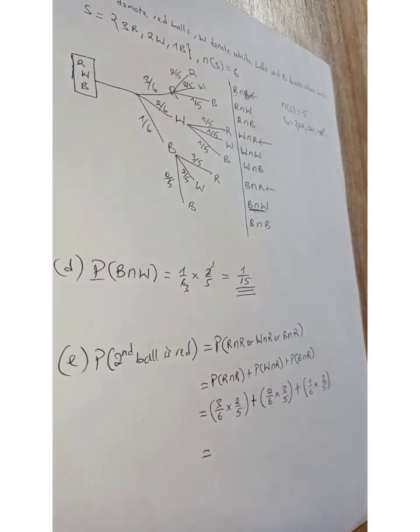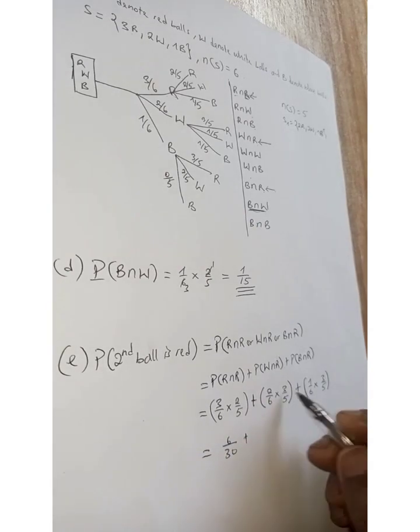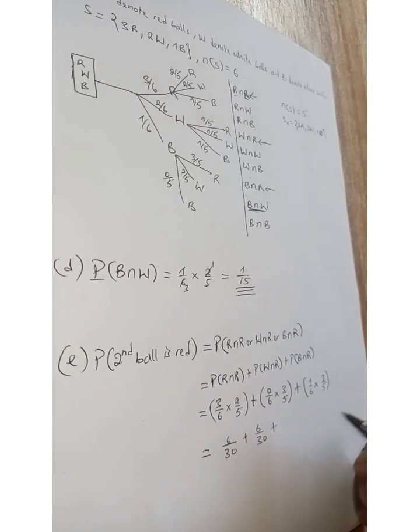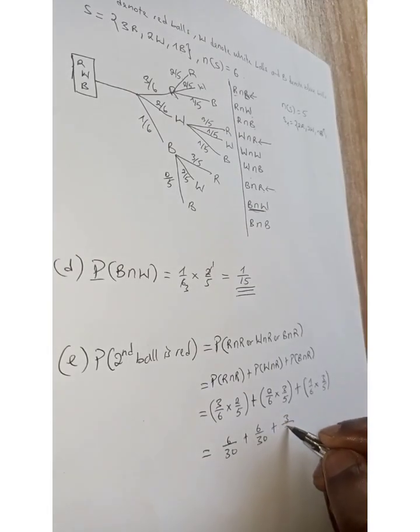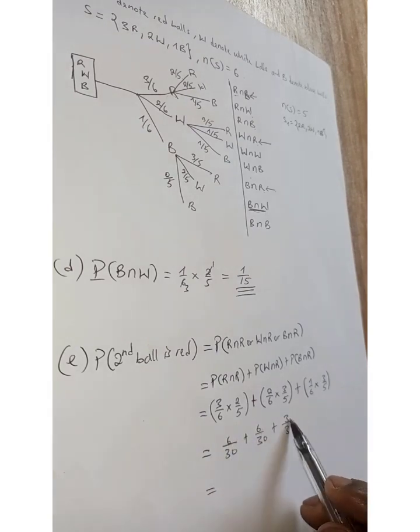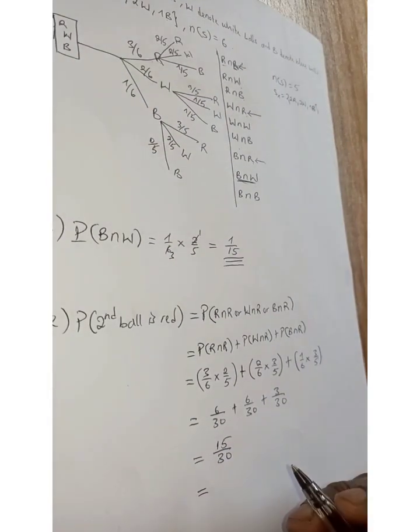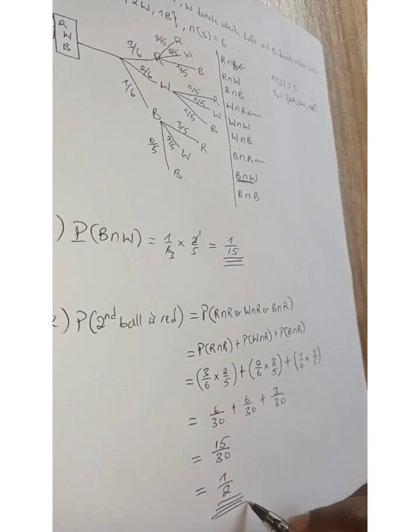Simplifying this will give us 6 on 30 plus 6 on 30 plus 3 on 30. The LCM is 30, so we can add the numerators since the denominators are the same. This is going to give us 6 plus 6 is 12 plus 3 is 15 on 30. If we scale down the fraction, we have 1 on 2 as the probability that the second ball is red, completing the solution of this GCE problem.